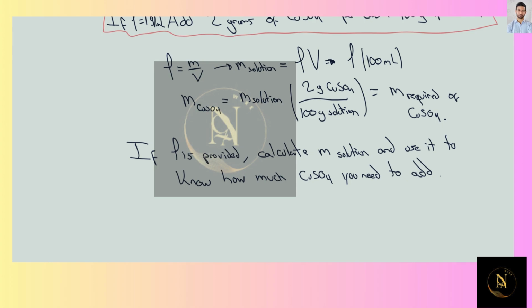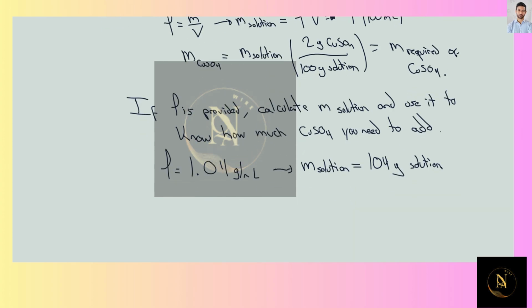Let's do an example calculation. Let's say that the density provided to you was equal to 1.04 grams per milliliter. That means that the mass of the solution would be equal to 104 grams. And thus the mass of the copper sulfate would be equal to 104 grams multiplied by 2 grams of copper sulfate per 100 grams of solution, which would correspond to 2.08 grams.